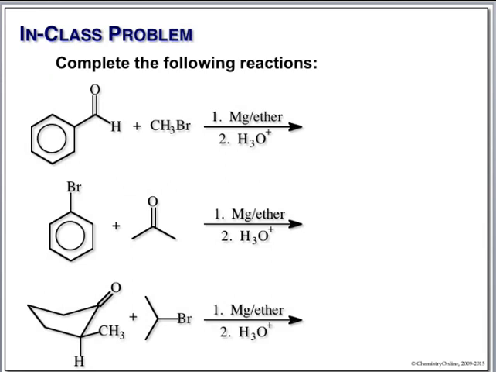Now here, instead of showing the Grignard reagent itself, this is a common way to show this reaction. We simply are starting with an alkyl halide, magnesium and ether, that's our first step. We understand that that makes our Grignard reagent. The Grignard reagent then attacks, and our second step is the acidic workup.